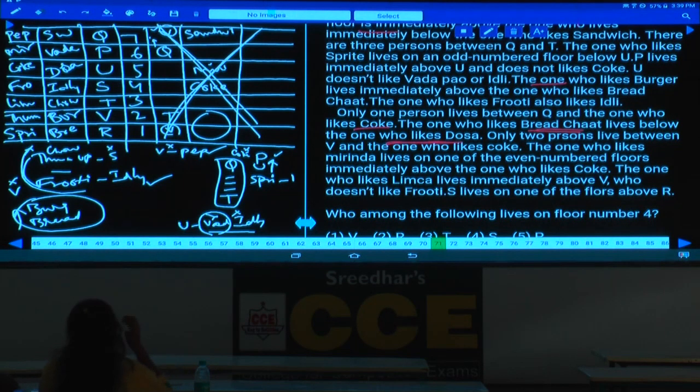Yes, write down this final arrangement here. Now the final arrangement in this one is Q, P, U, S, T, B, R, and next one. What is the other thing left over here? Sandwich, vada pav, dosa, idli, somen, burger, bread chaat, and finally the drinks from top to bottom: Pepsi, Mirinda, Coke, Fruity, Limca, Thumbs Up and Sprite. Done with this?